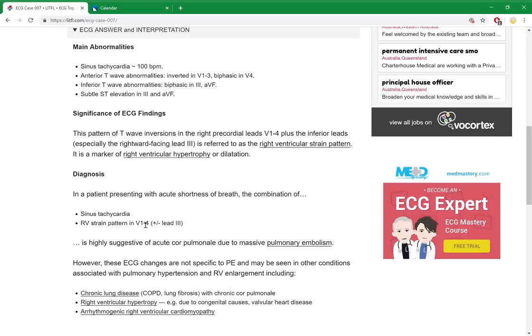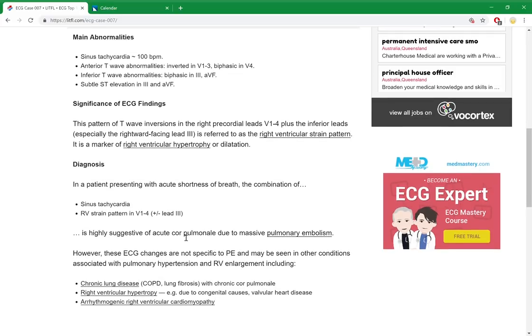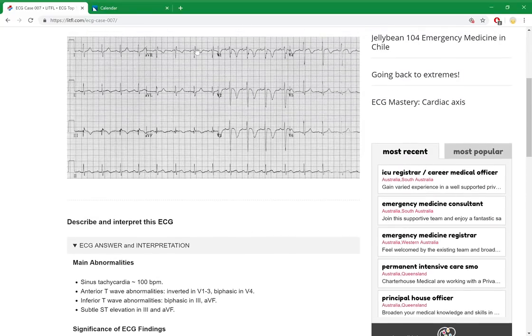One of the most important things to know for pulmonary embolism on EKGs is sinus tach is the most common thing. There's a couple other things that can show up, but this is the most sensitive for pulmonary embolism, plus obviously the clinical scenario. These EKG changes are not specific to pulmonary embolism and may be seen in other conditions. If you see this EKG, you don't immediately think pulmonary embolism, but you put it on your list.